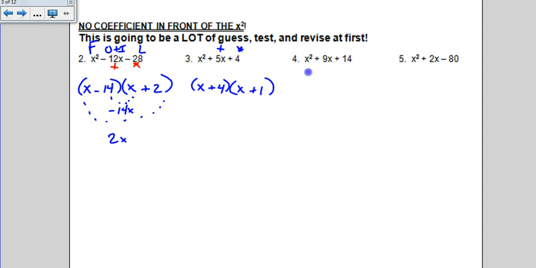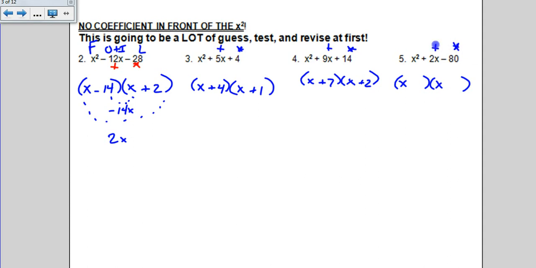Okay, my next example, I'm looking for two numbers that multiply to 14 but add up to 9. So could be 14 and 1, could be 7 and 2. I'm thinking 7 and 2 works. And that gives me 2x plus 7x, which is 9x. And then my last example in this row, it's got to multiply to a negative 80.